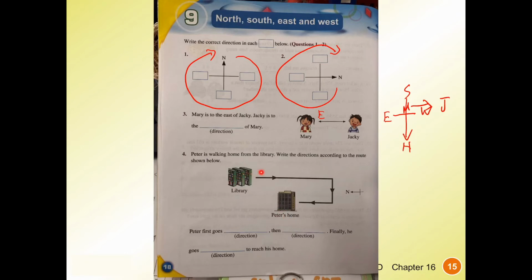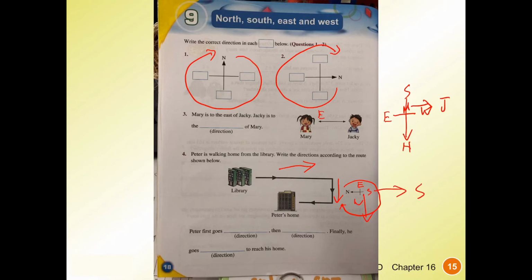Question number 4, Peter is walking home from the library. So starting from the library, Peter is walking towards home. Write the directions according to the route shown below. First of all we need to finish filling out this symbol here. If north is pointing to this direction, once again by going through the clockwise direction, the next direction after north will be east, and then followed by south and then west. So Peter first goes to the south. Then I'll let you answer this question on your own.